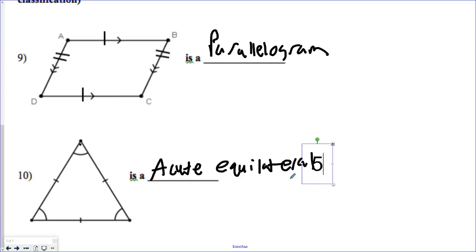Equilateral, whoops, my bad. Equilateral simply means all sides are equal. And acute because all angles are equal, so you could call it equiangular as well, but we usually just call it acute because if it's equiangular, it has to be acute for a triangle.